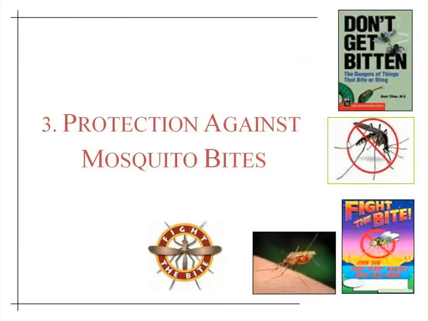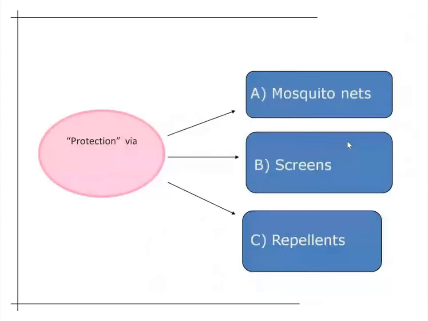Next is protection against mosquito bites. Apart from anti-larval measures and anti-adult measures, protection against mosquito bites is also an important measure. So what are the measures we have? We have mosquito nets, screens, and repellents. These are the different types we commonly use to get protected from mosquito bites.